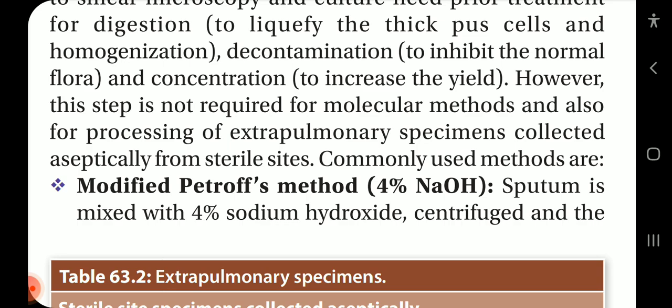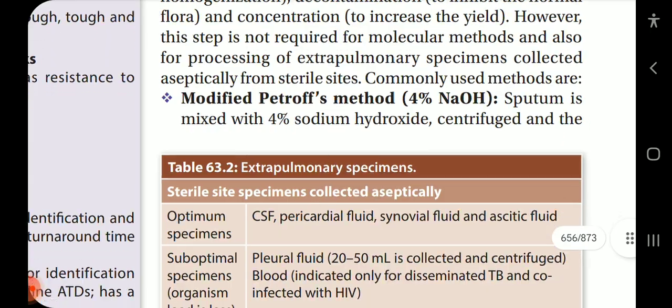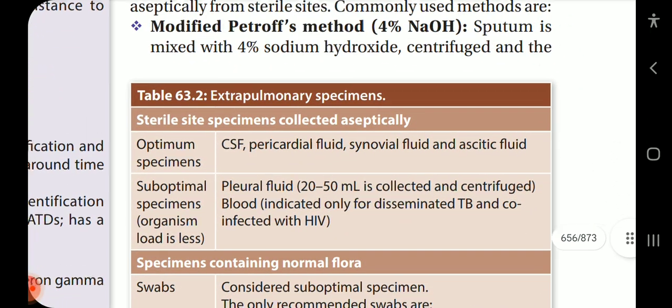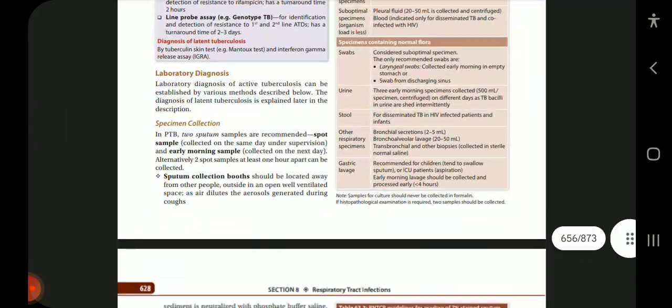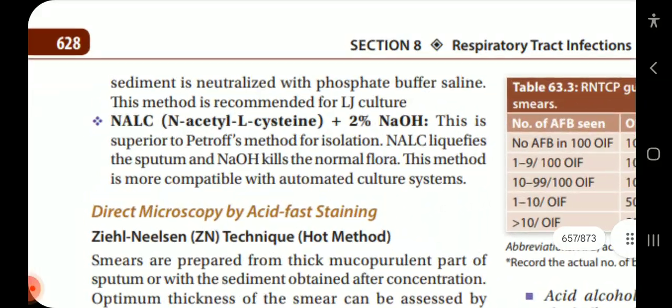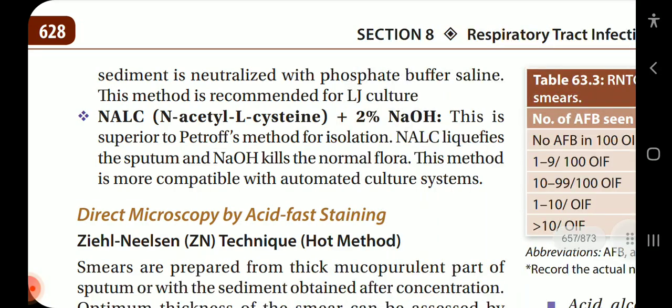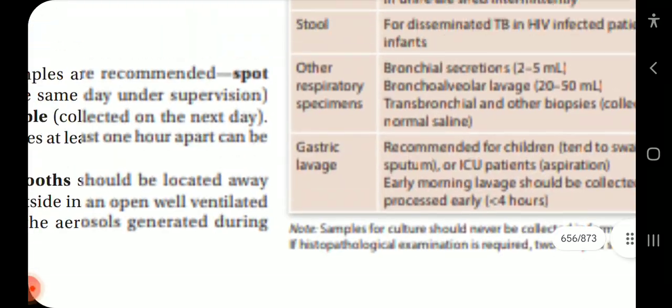Commonly used methods are the modified Petroff method or 4% NaOH: sputum is mixed with 4% sodium hydroxide, centrifuged, and the sediment is neutralized with phosphate buffer saline. This method is recommended for solid culture. NALC, N-acetyl L-cysteine, plus 2% NaOH. This is superior to Petroff method for isolation. NALC liquefies the sputum and NaOH kills the normal flora. This method is more compatible with automated culture systems.